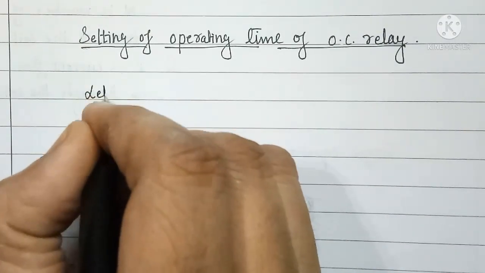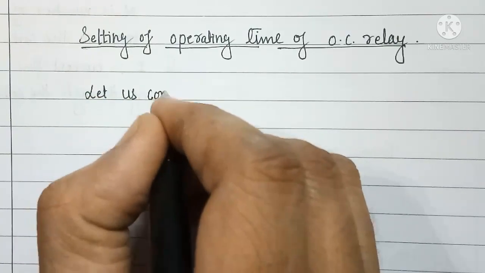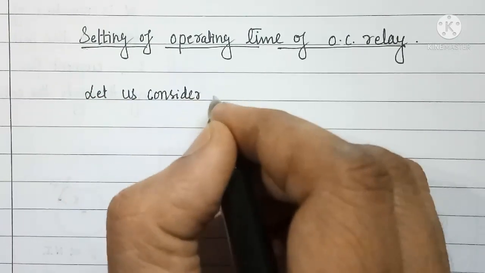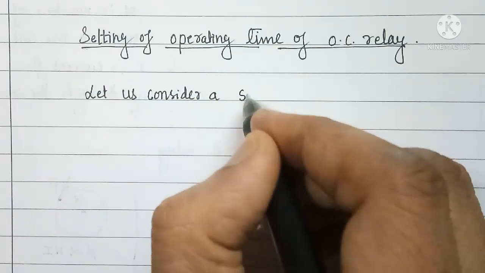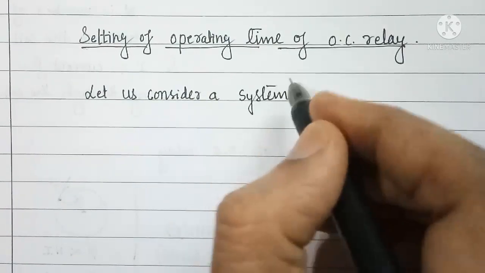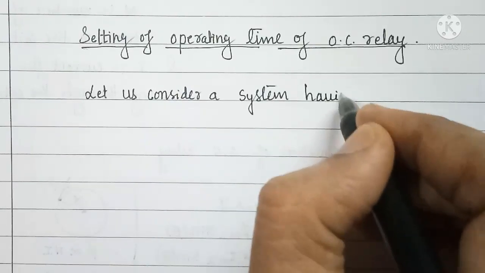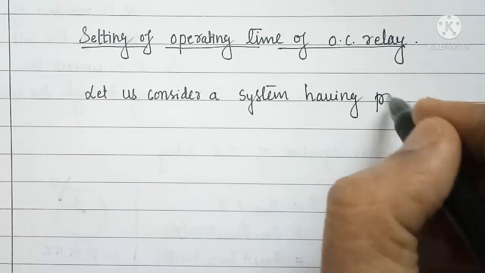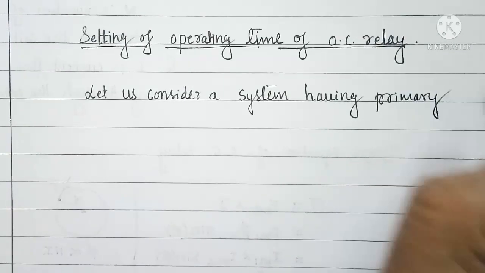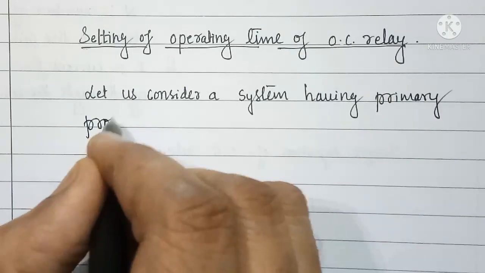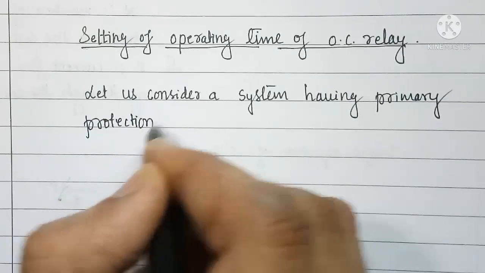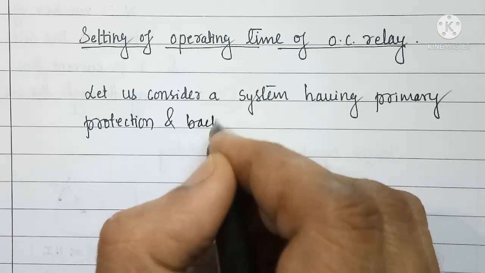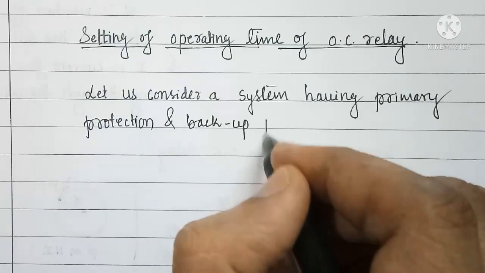Now we shall see how to set the operating time of overcurrent relay. Let us consider a system having primary protection and backup protection.